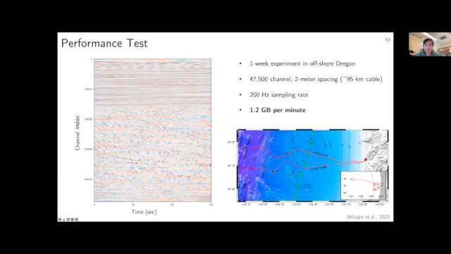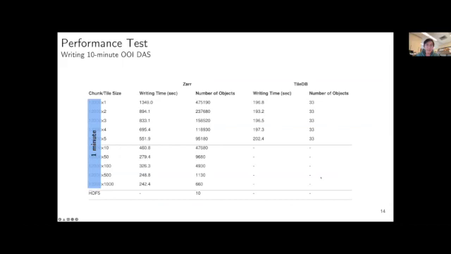For such reasons, we want to design a schema for both Zarr and TileDB formats that gives the best I/O performance. So we use the DAS experiment from offshore Oregon, which turns a 95-kilometer ocean bottom cable into 47,000 channels with 2-meter spacing. The sampling rate is 200 Hertz, which gives a 1.2 gigabyte H5 file per minute. And we test the conversion of the data using different sets of chunking sizes and measure the time for the conversion and the total number of objects we are generating in the object storage.